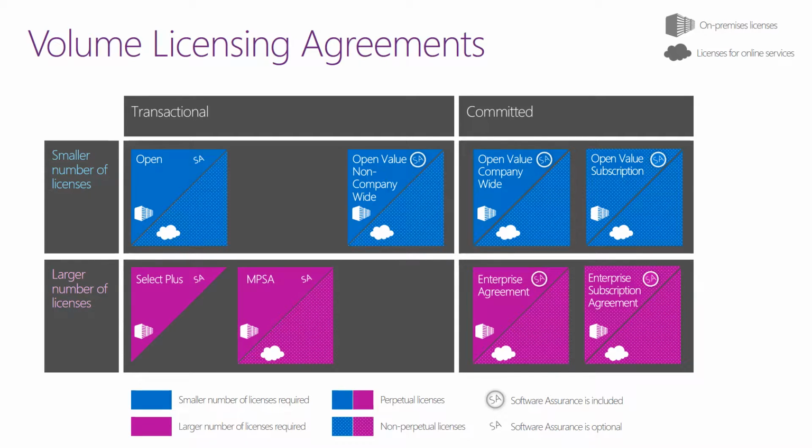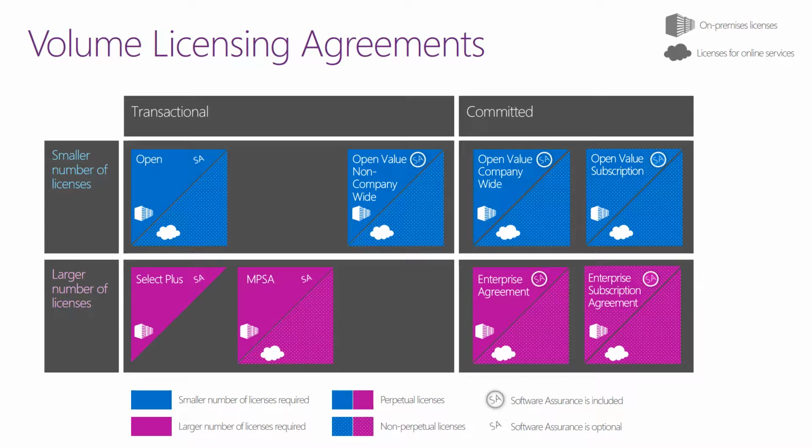But the other part of an Enterprise Agreement is that it's a committed agreement, which means that the customer has to make a commitment to buy a certain number of certain products over a 3-year term. You can see that the other part of the diagram is transactional, and the agreements in this section are for customers who just want to buy what they want, when they want. We'll see that there are additional benefits for organisations that sign one of the committed agreements.